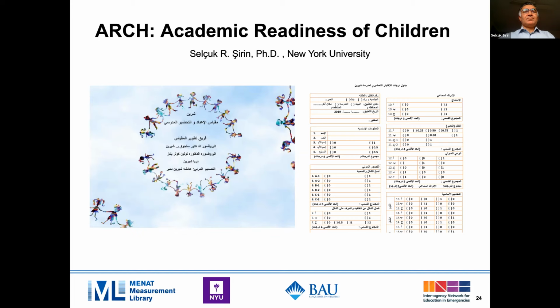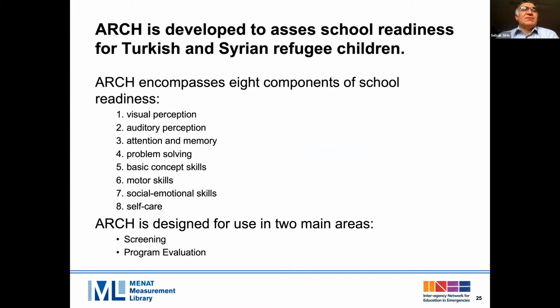So ARCH has 8 components. The first 6 are your standard components that are required to assess children's readiness for school. These are visual perception, auditory perception, attention and memory, problem-solving skills, basic concept skills, motor skills. These 6 are typically what you will see in widely used school readiness tests like the Metropolitan test and others.